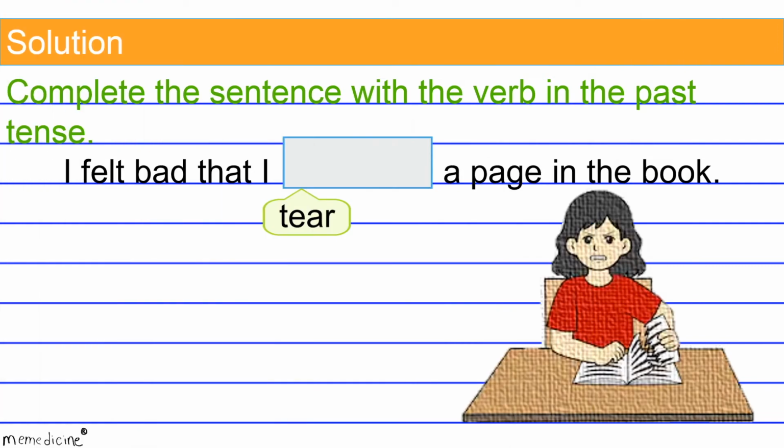Now for the solution. Tore is the simple past tense verb form of tear. This is an irregular simple past tense verb form because it doesn't end in a D or an ED, so you'll have to commit it to memory.